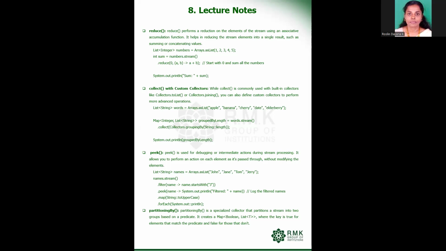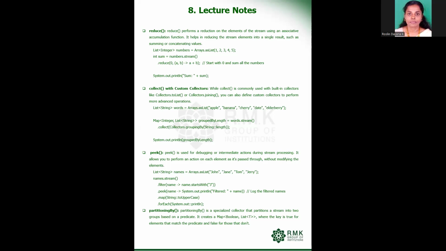So 0 plus 1 will be 1. So that is A plus B. Again, that 1 will become A, and the new value will become B. The new value is 2. So already 1 is there, and 1 plus 2 will be 3. Then 3 plus 3 will be 6. 6 plus 4 is 10. 10 plus 5 will be 15. So in the result, we have a name here, sum. We are going to print it. So sum colon, and we give the output here.